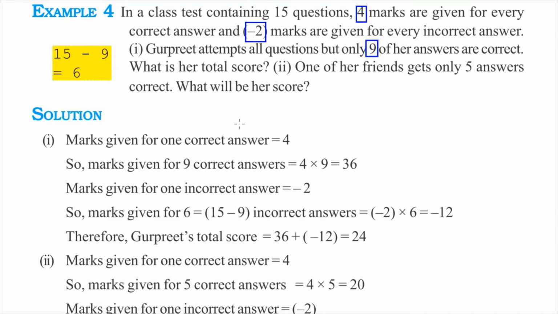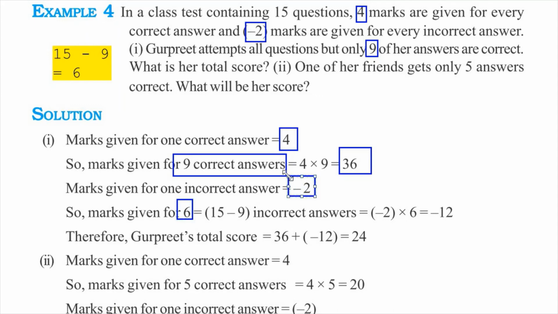The marks given for every correct answer is 4. We know this from the question. So for 9 correct answers, the total marks that Gurpreet scores is 36. And we just saw that a total of 6 of her questions were solved incorrectly. For every incorrect answer, we get a minus 2 marking awarded.